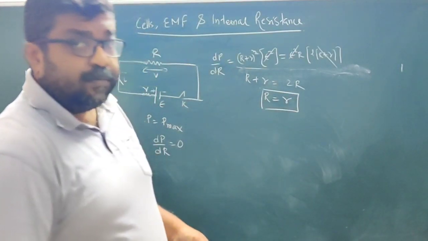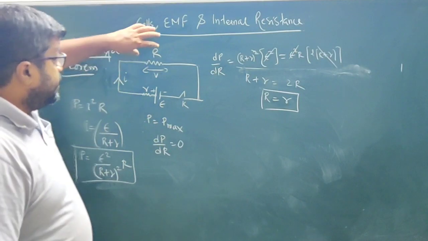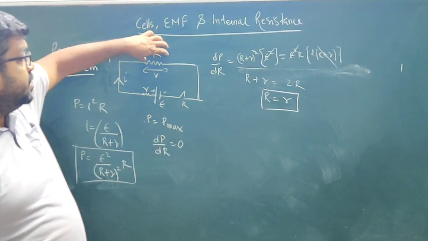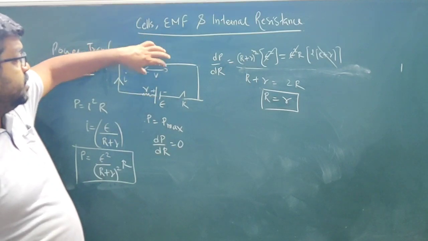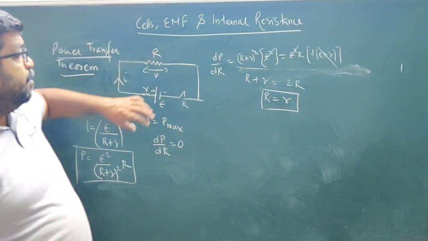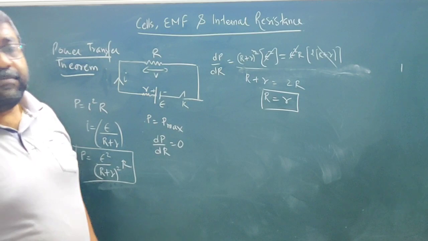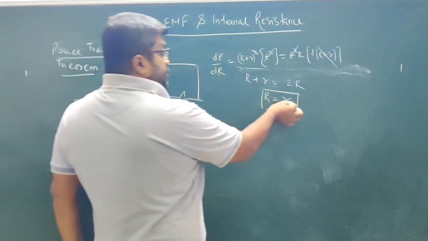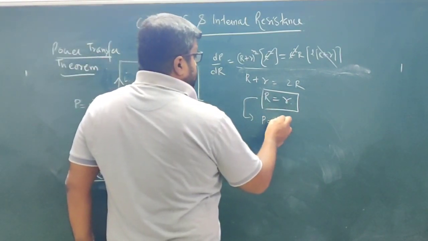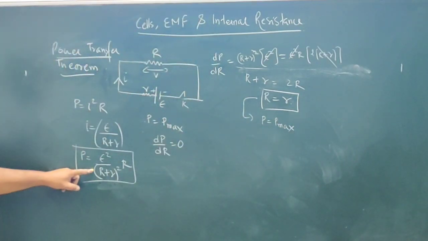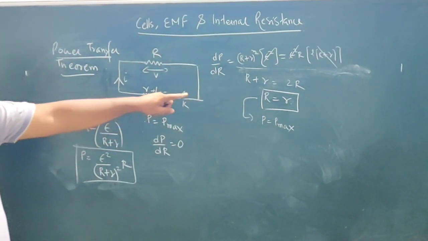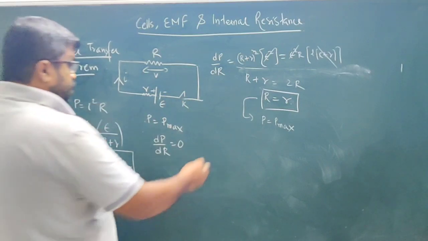So what does capital R equal to small r mean? When the external resistance is equal to the internal resistance of the cell, the power supplied by the cell will be maximum. When R equals r, P is equal to P max. What is the value of this P max? If I substitute this value in this equation, what do I get?